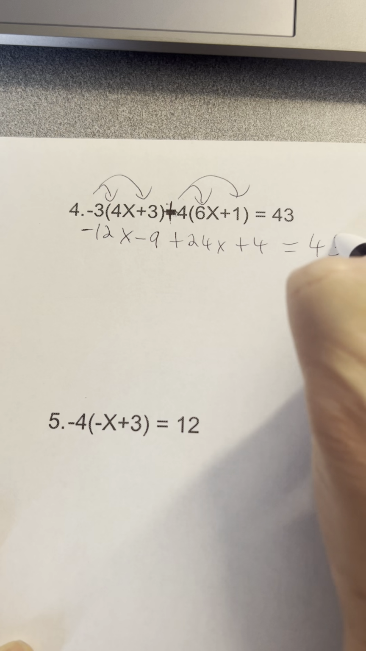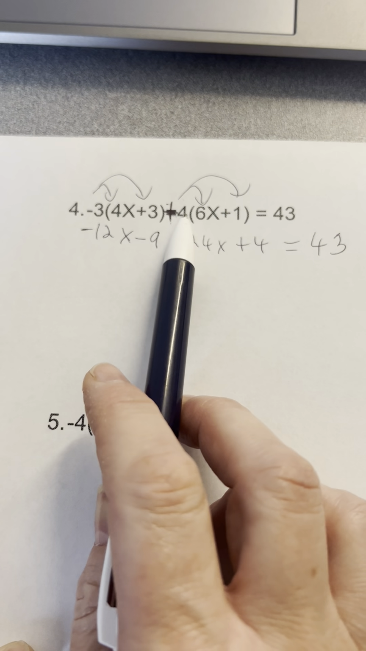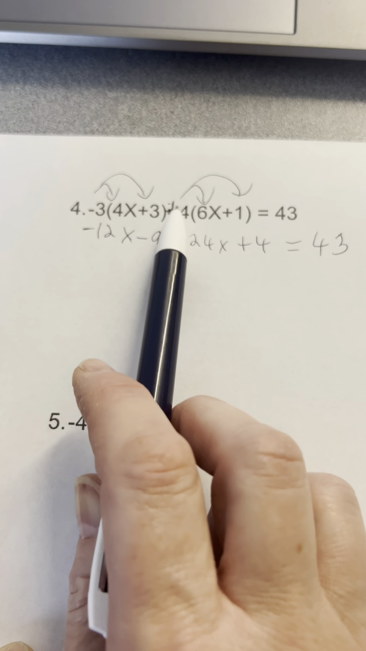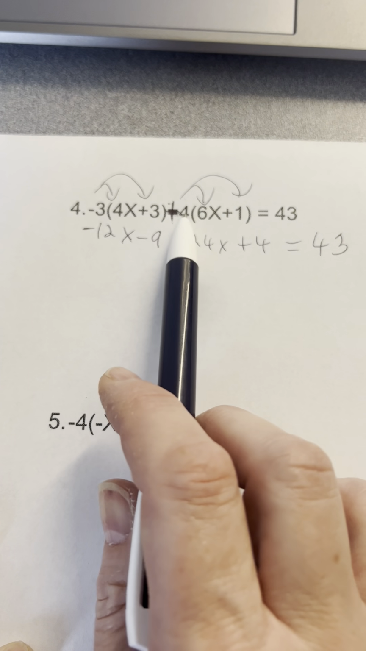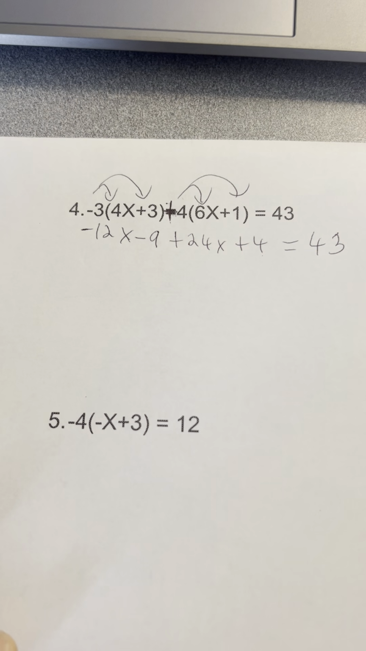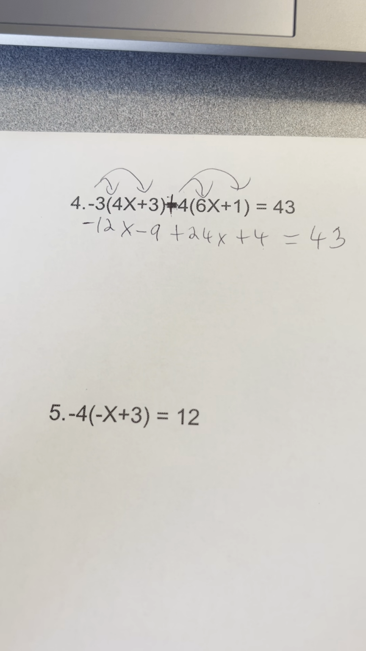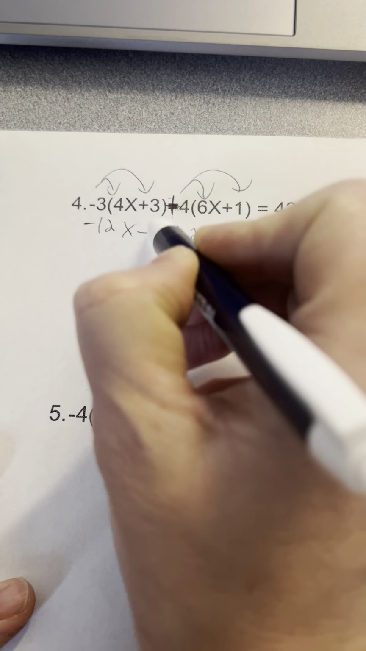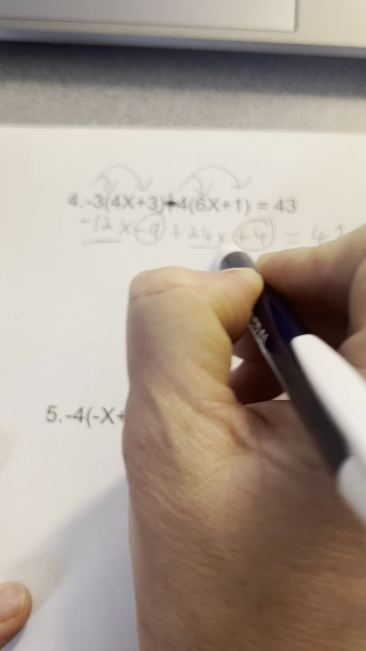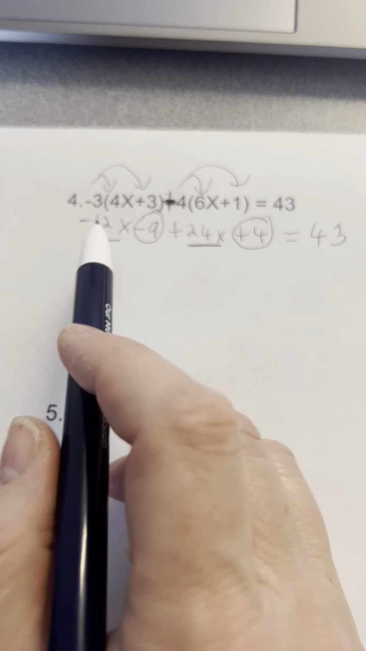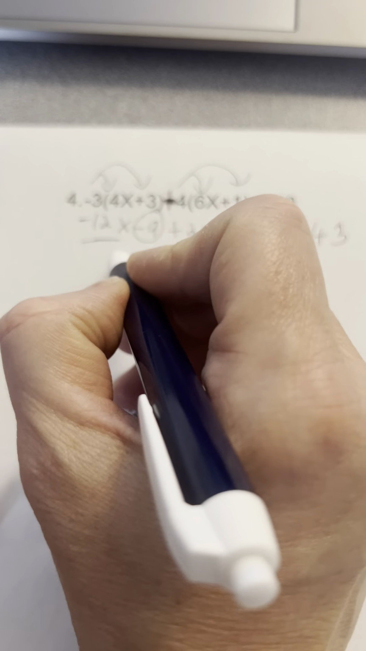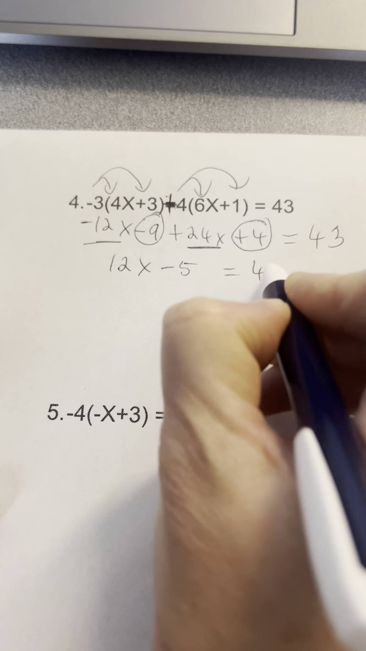The most mistakes I see in this kind of problem, students, hey, sometimes it happens to me too, students forget to multiply the second term inside the parentheses. So 4 times 1 is 4. Now in this step, I see a lot of combining of like terms. So I'm going to combine number to number, and I'm going to combine the variable terms to each other. It doesn't matter which one you do first. So I'm going to go with this one. So 12x, and then minus 5 equals 43.